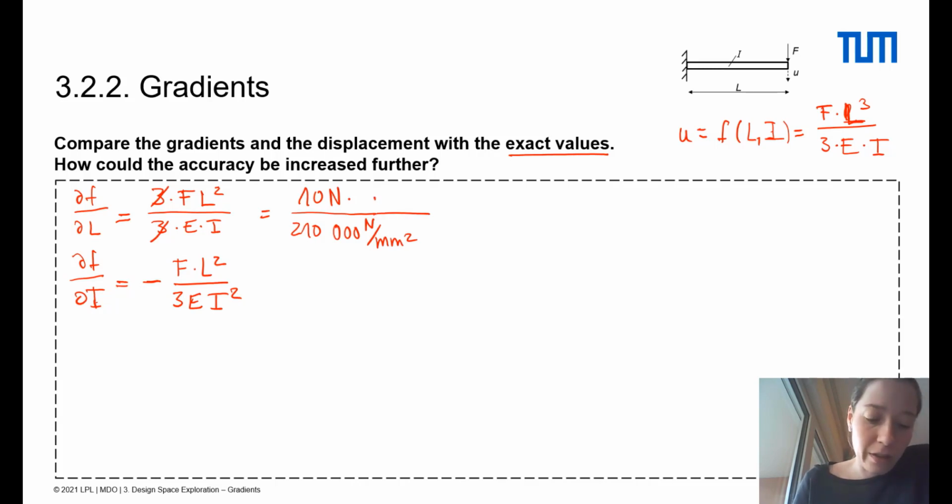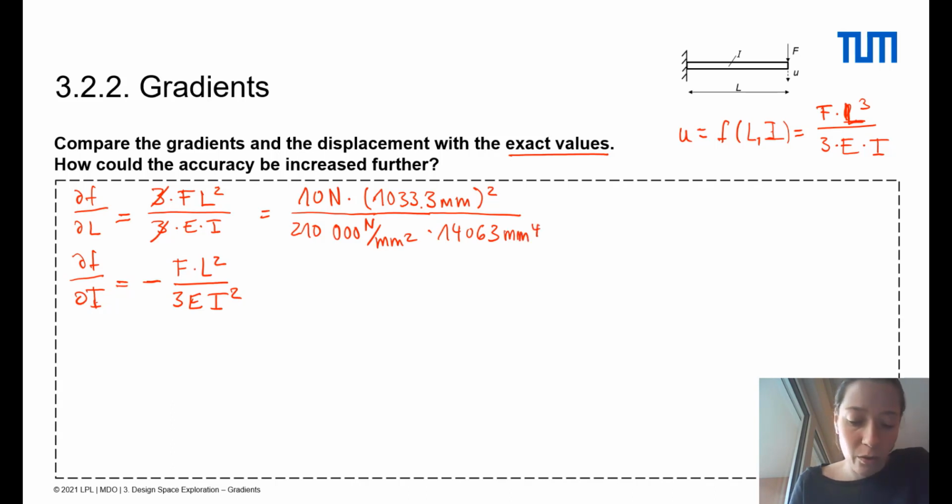And then we have L, which is 1033.3 millimeters, and I, which is 14,033 millimeters to the power of 4, and that's 3.62 times 10 to the minus 3.